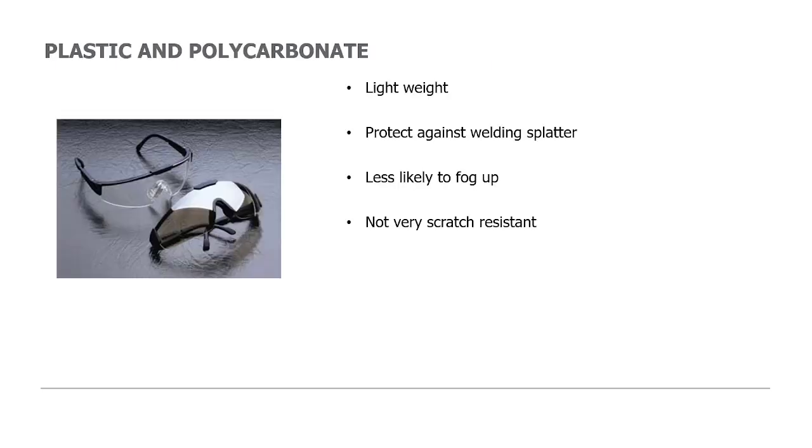So starting with plastic and polycarbonate, these are what you're typically going to see out there. If you refer to eye protection, you're going to think of, oh, safety glasses, the clear plastic. This is going to be one of the more common types. Lightweight, they're going to protect against welding splatter, and they're less likely to fog up. And they're not very scratch resistant.